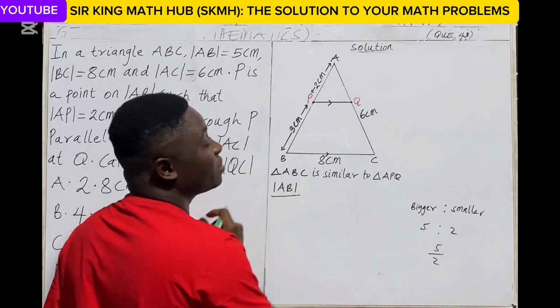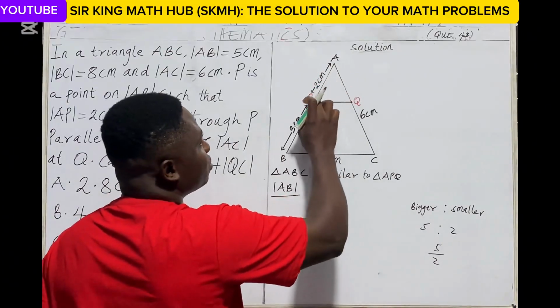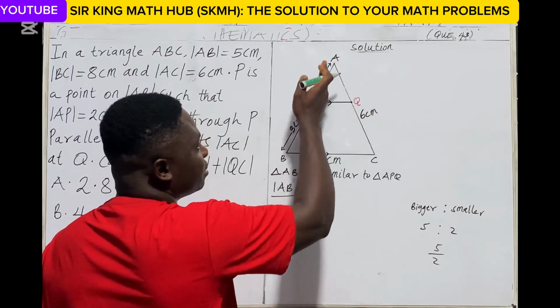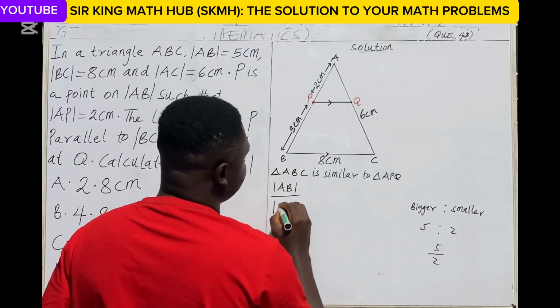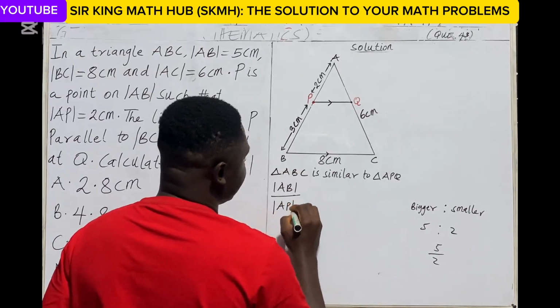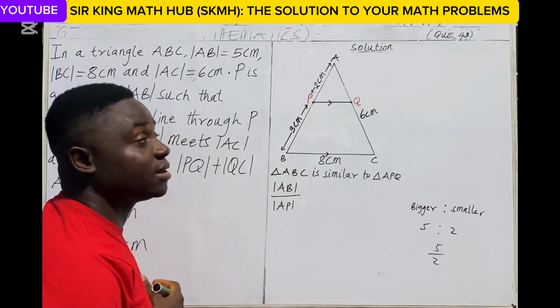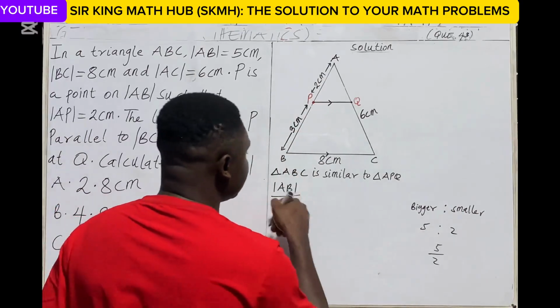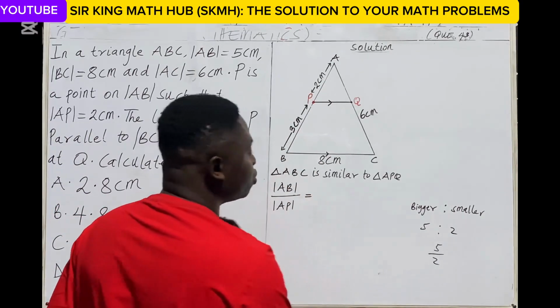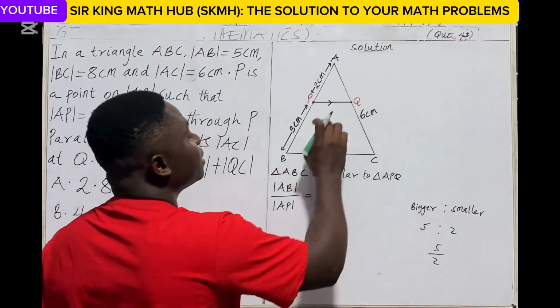What is the length of the smaller triangle? Remember, this is the smaller triangle. We are looking at this side. So the length here will be line AP. So that is the ratio of this side of the triangle. So this ratio here must be equal to the ratio of the other side.